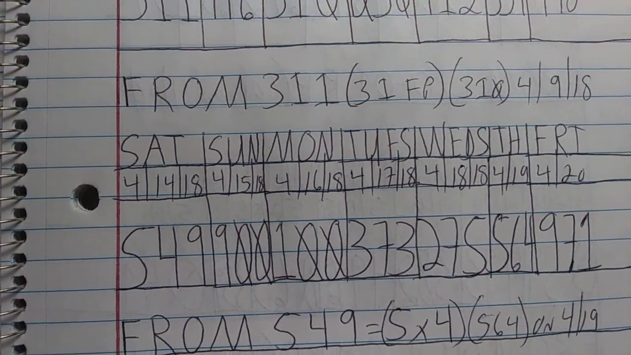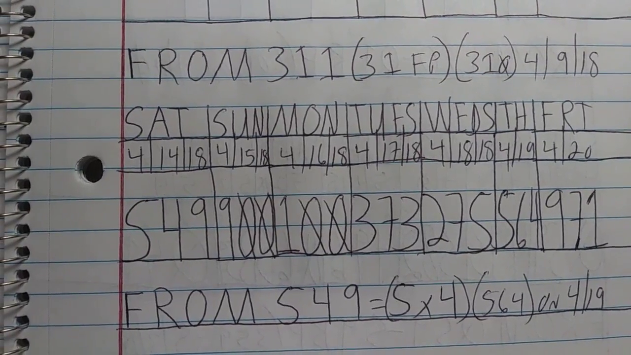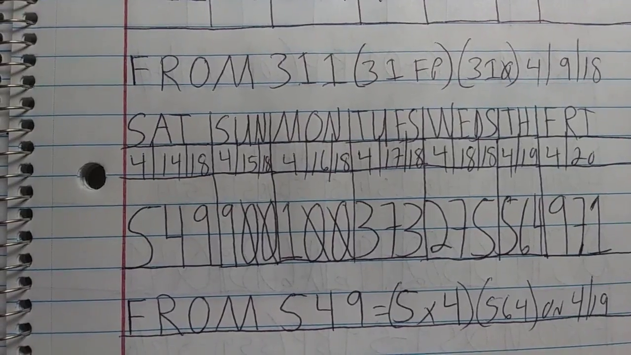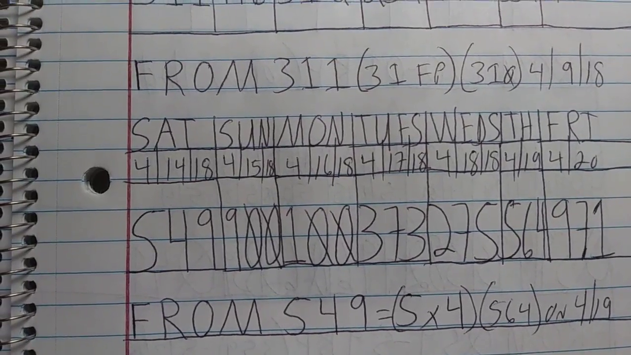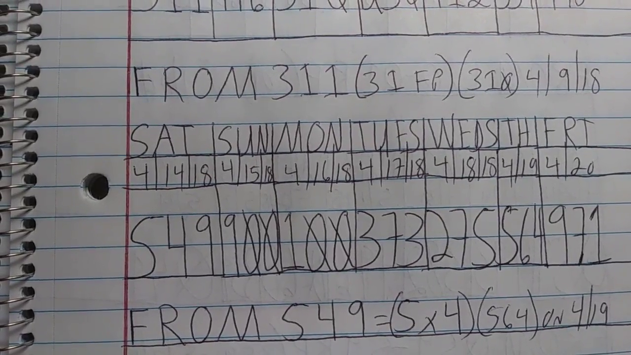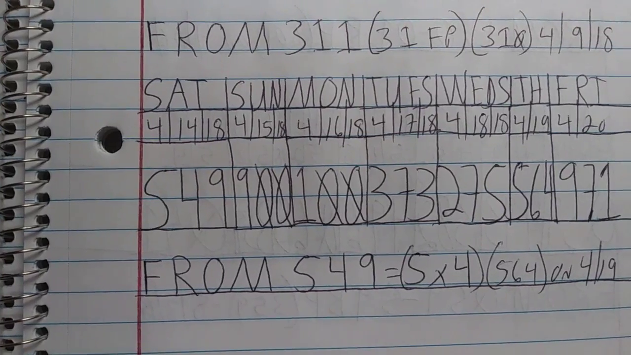And then in another example, on the next week, you had 549 hit on April 14th. So you had a 564 on April 19th. So you had a 5x4 split.